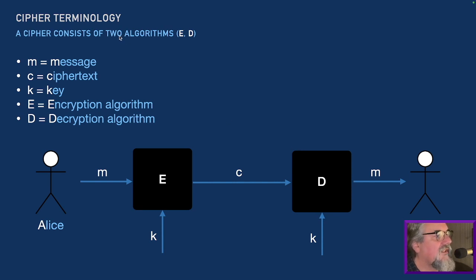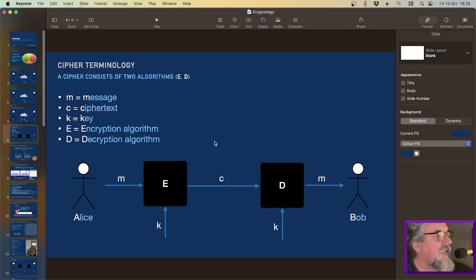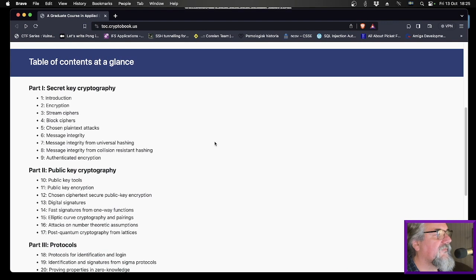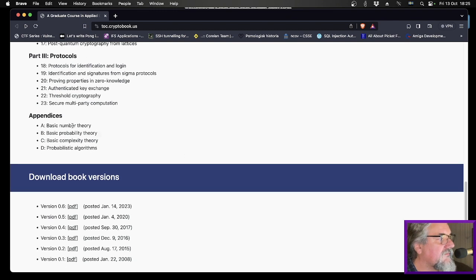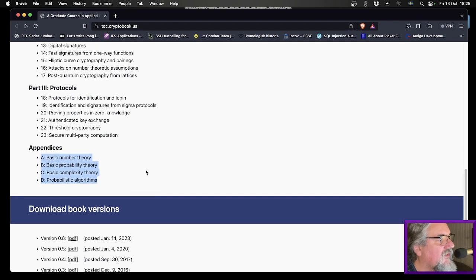So a cipher consists of two algorithms. And by the way, it's not very much math, but if you're interested and you don't really understand the maths, there are appendices here in the book where you can read about all the math that is required to understand this at a pretty, not only a basic level, but at advanced level, so you really understand the algorithms.